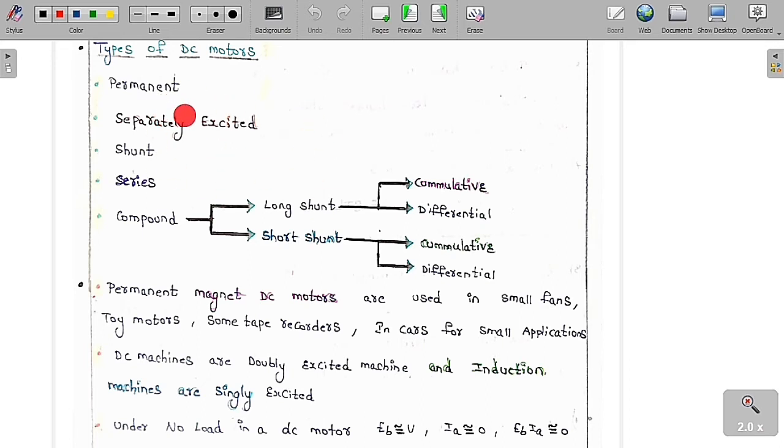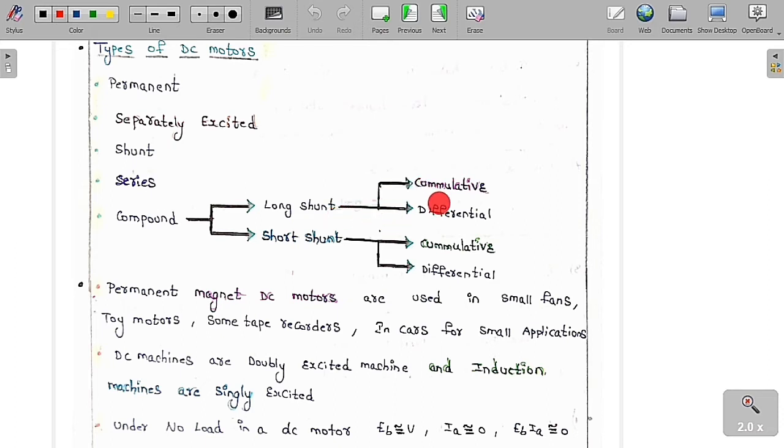Therefore, in the electrical course we are going to see permanent magnet DC motors, where permanent magnets are used, separately excited DC motors, shunt DC motors, series DC motors, and the compound one. The compound one is of two types, compound long shunt and compound short shunt. Again, long shunt is of two types.